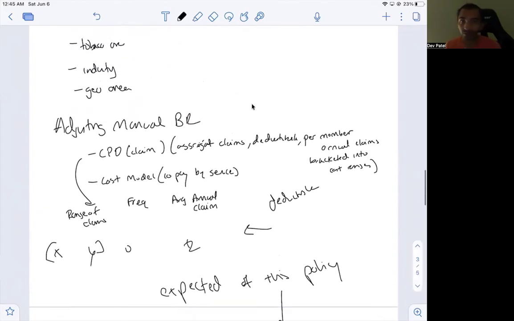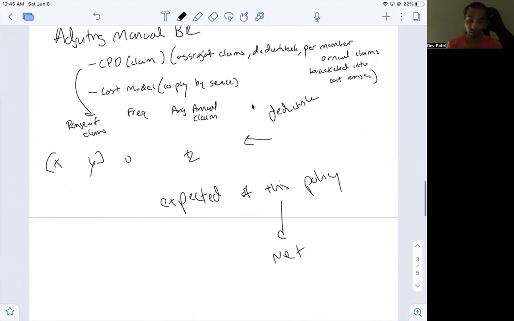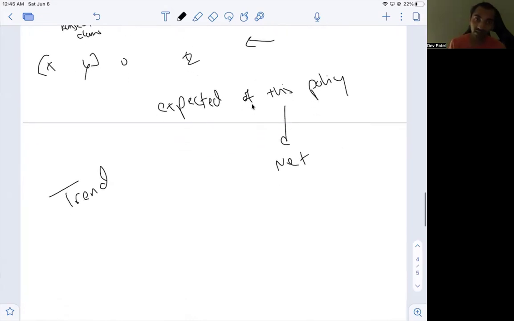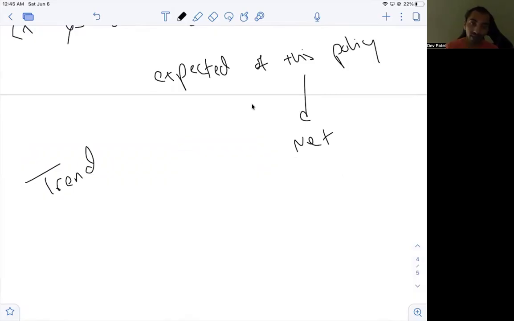And then cost model is where we break it down by service. By service we mean inpatient, outpatient, physician, and then within those, lab, X-rays, whatever services are available. And now let's talk about trend. Trend is how the claims will change over time.